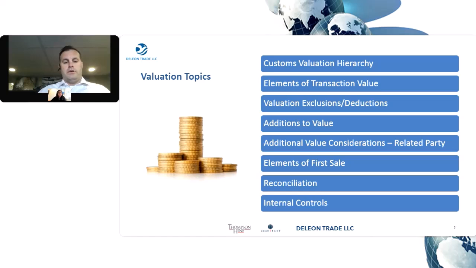Yes, totally agree. So topics for today, right? I can't cover everything on value, but I want to talk a little bit about the hierarchy, elements of transaction value, some potential exclusions, the additions to value, the commissions, royalties, assist, packing, proceeds, those kind of things. I want to talk about some considerations with regards to related party transactions. Also want to talk a little bit about elements of first sale, because that's a big topic right now. Reconciliation, important to many importers in their import valuation program, and then a little bit about internal controls at the end here. Because fundamentally, without controls, it's very difficult for an importer to be compliant.